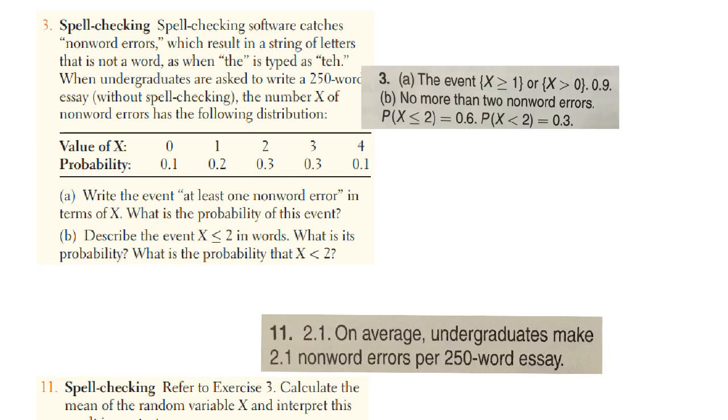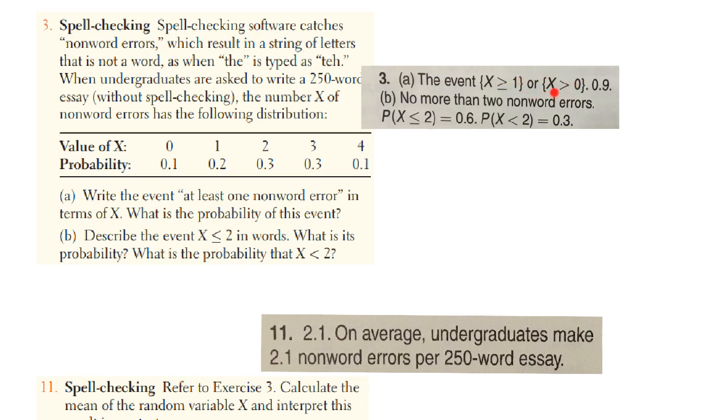Alright, so number 3, we just say x has to be at least 1. X is the number of non-word errors, at least 1, so x greater than or equal to 1. Or you could say strictly greater than 0. These would be the same thing since it's discrete. There is nothing in between them.